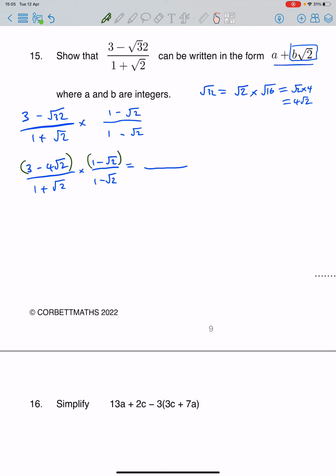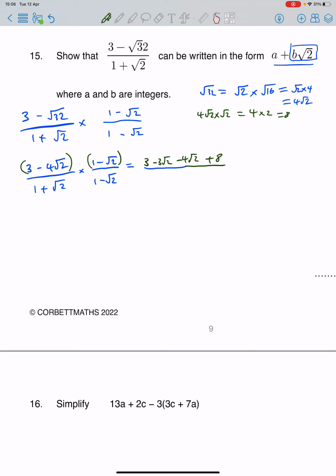3 times 1 is 3. 3 times minus root 2 is minus 3 root 2. Then we do minus 4 root 2 times 1, which is minus 4 root 2. Then minus 4 root 2 times minus root 2, well, that's plus. We need to do 4 root 2 times root 2. So root 2 times root 2 is just 2. So it becomes 4 times 2, which is 8. So plus 8. The bottom bit is a difference of 2 squares.